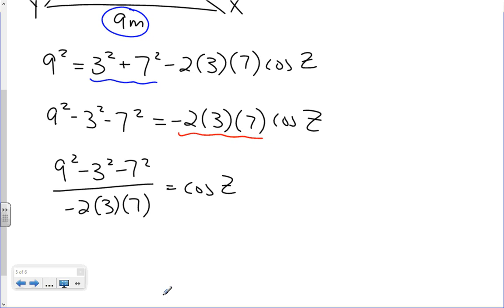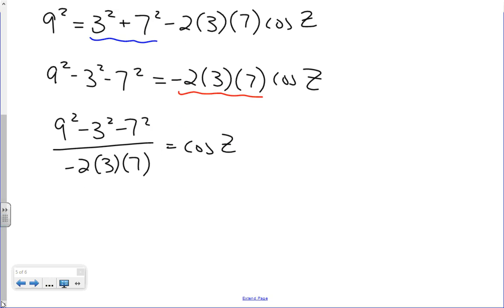All right, so let's calculate these two values here. Let's just write this as a fraction, but let's calculate the numerator and denominator. If it turns out to be a nice fraction, we could write it as a decimal, but let's see what we end up with. 9 squared is 81. Minus 3 squared, minus 9, is going to give us 72. And then minus 7 squared, minus 49. 72 minus 49 is 23. So you have 23 in the numerator. And then 2 times 3 is 6, times 7 is 42, and it's the opposite of that, so it's going to be a negative 42.